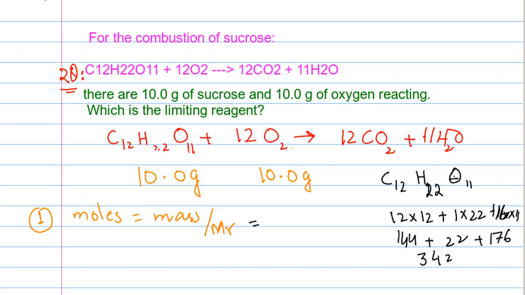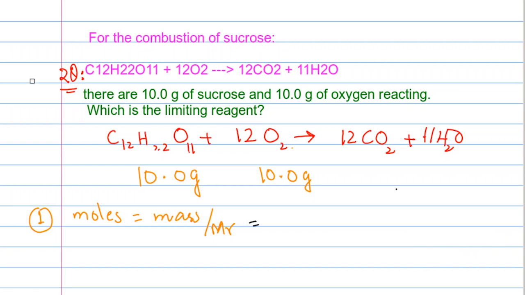Let me raise this to get space here. So we have calculated the Mr of sucrose, that is 342. The mass which is given to us is 10 gram. In order to calculate the moles of sucrose, 10.0 gram divided by the Mr, 342 gram, if we divide, we will get the value 0.0292. So this will be the answer, moles of sucrose.